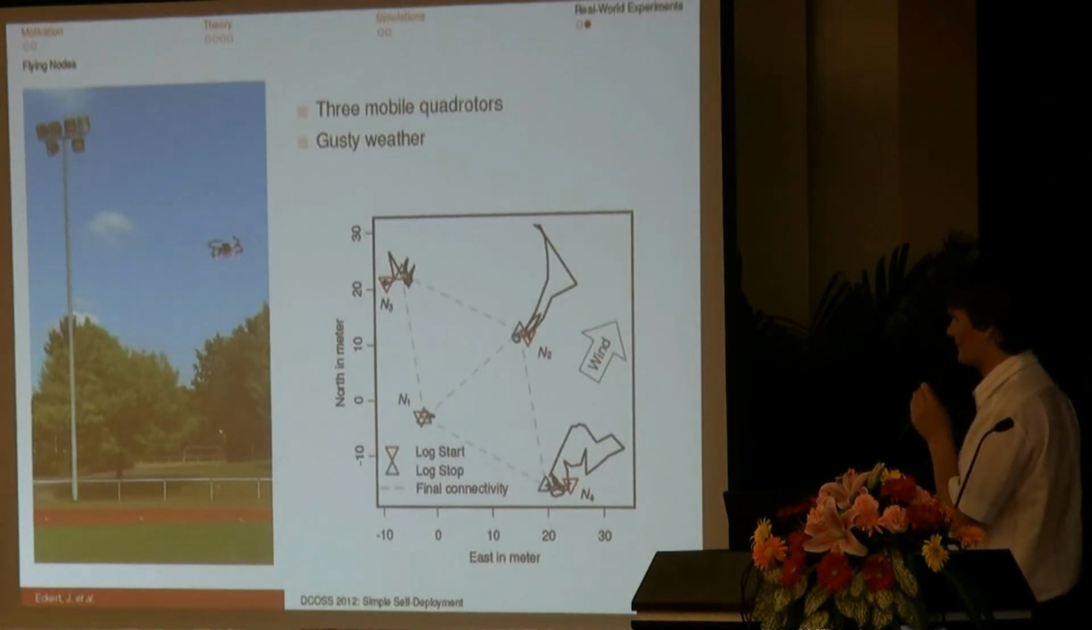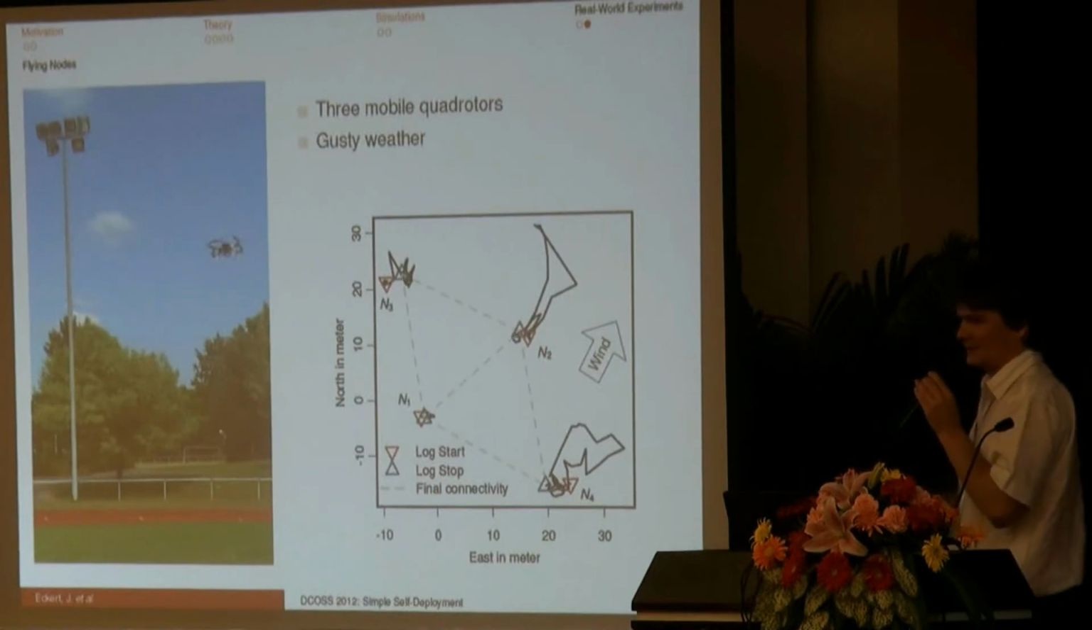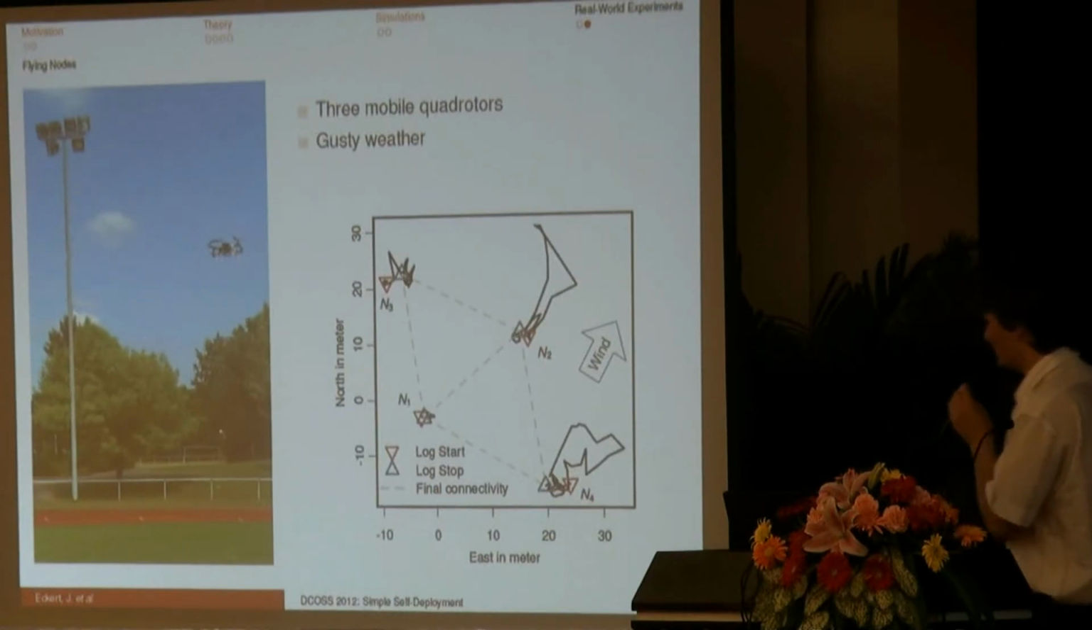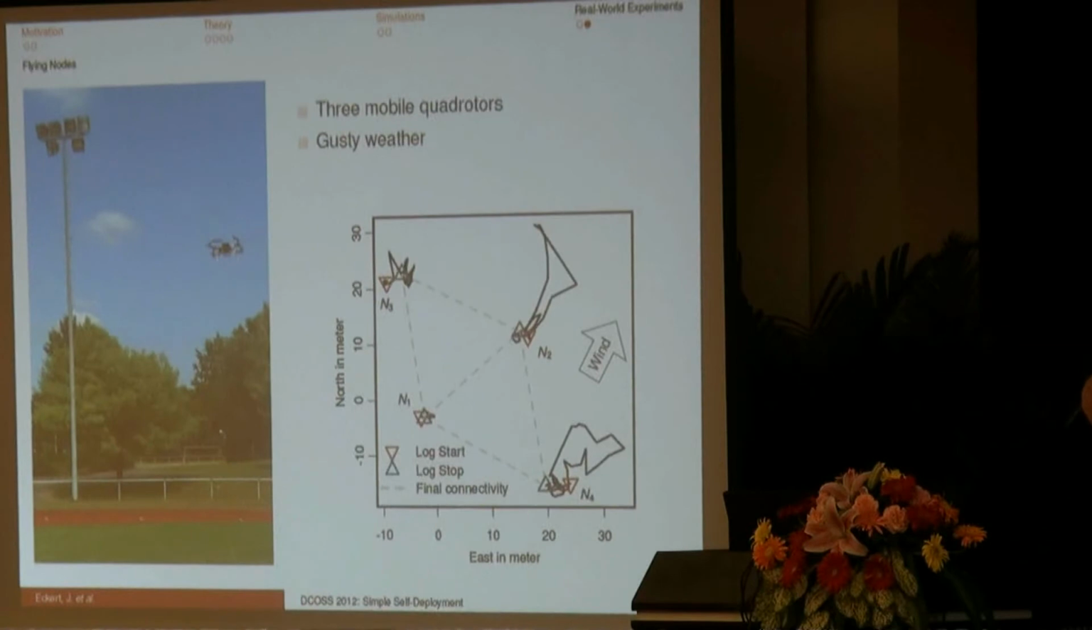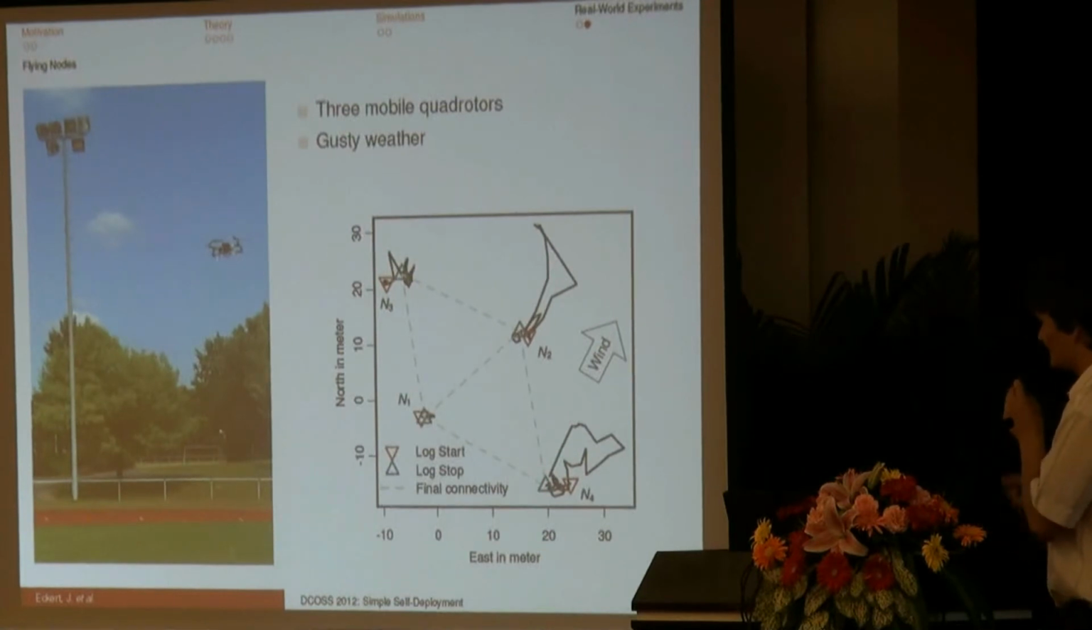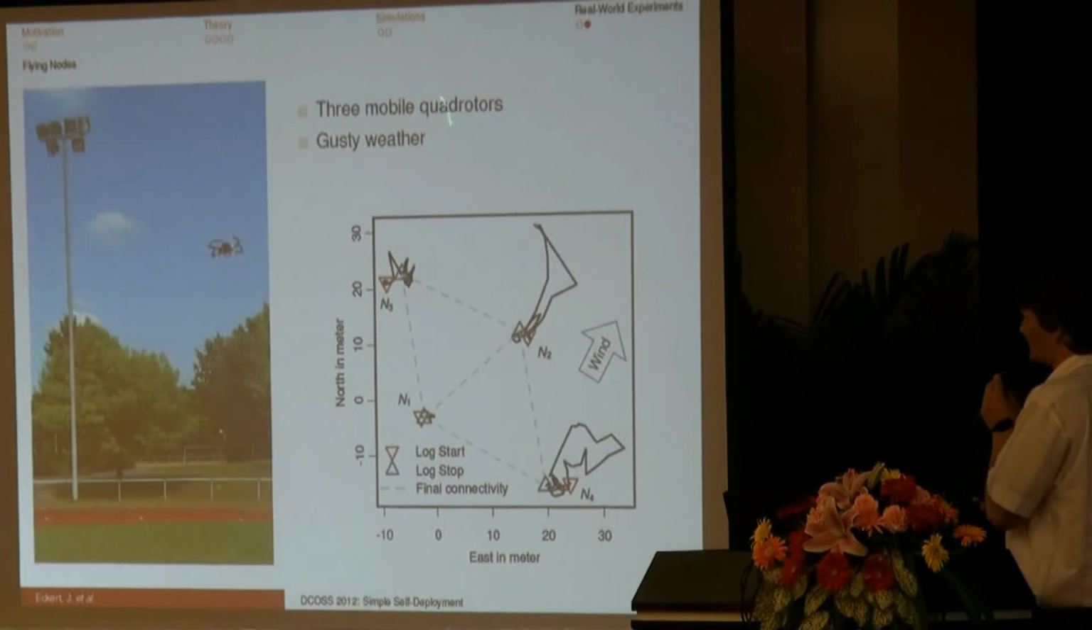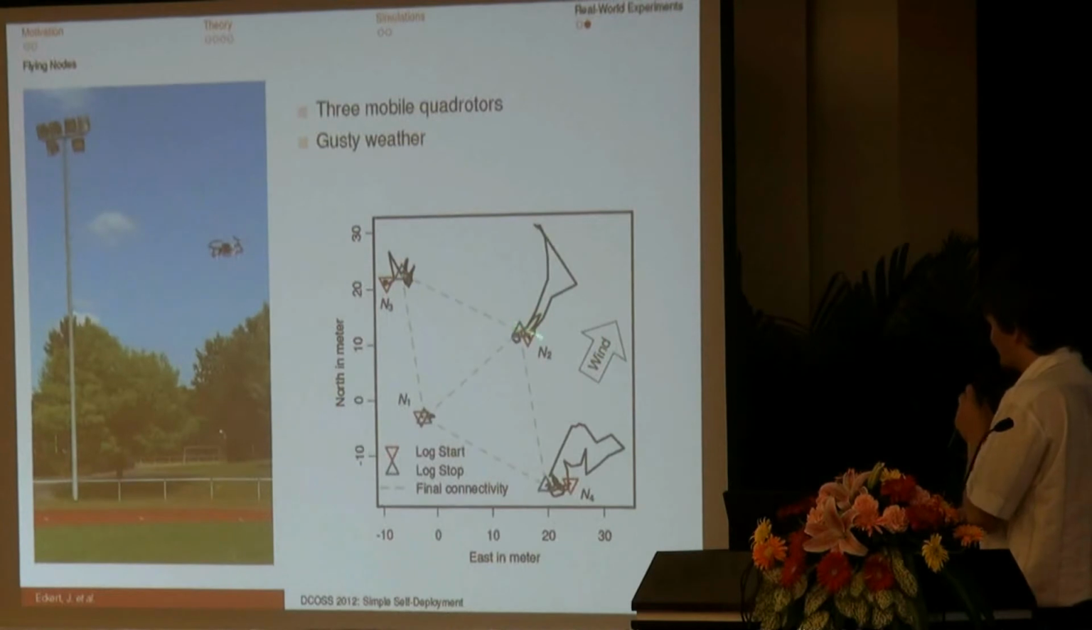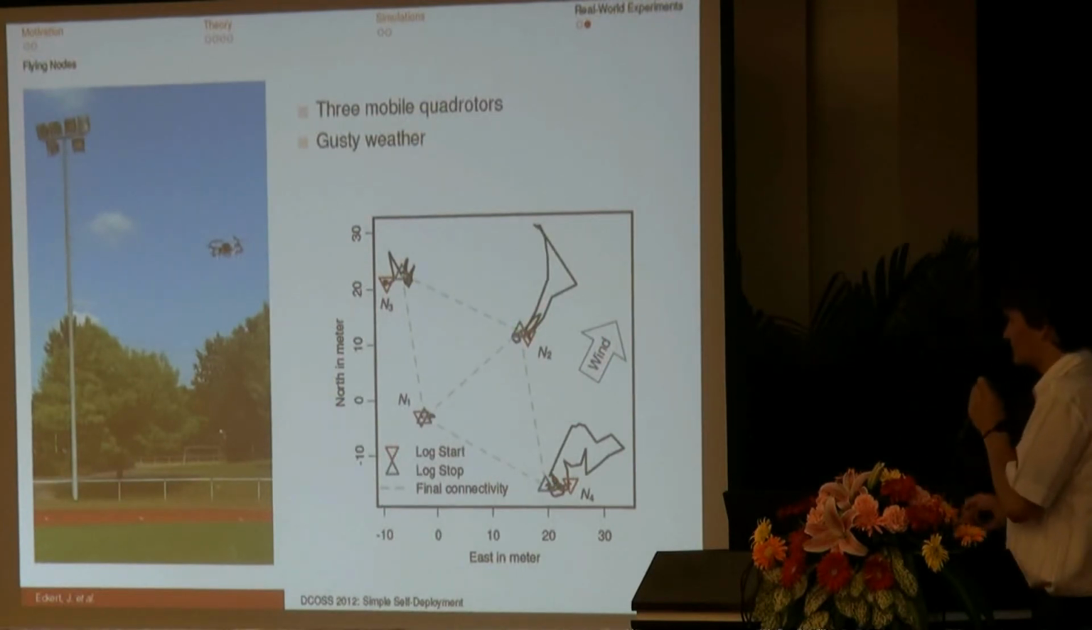Let's say long-term for quad rotors is usually about 10 to 15 minutes, depending on the battery. And we had a wind gust. The wind was coming from this direction. This node was on a lee side, so the wind didn't affect it that much. It could stay in position. However, this node and this node could not withstand the force of the wind, and were driven away.